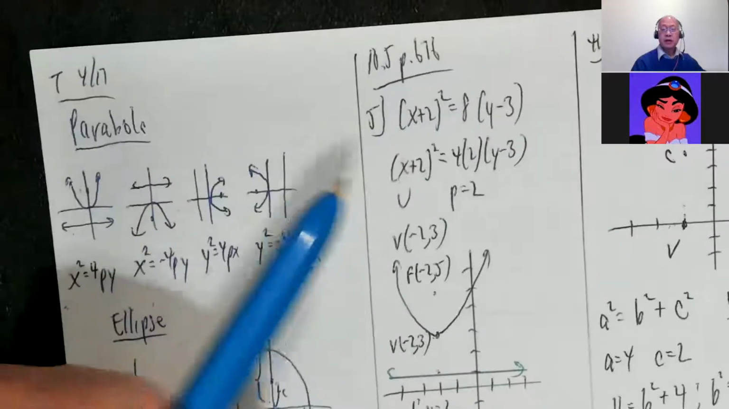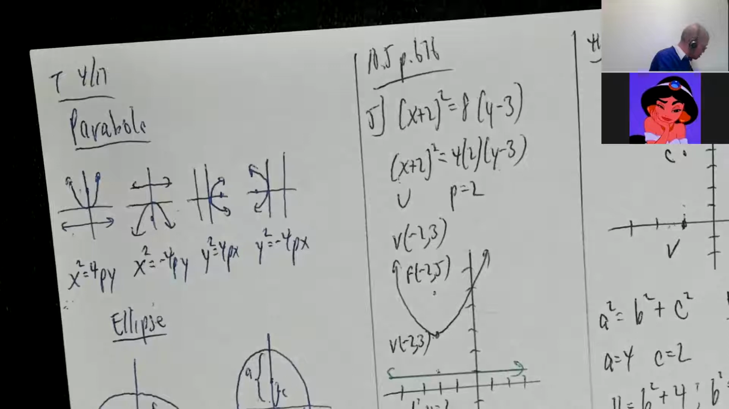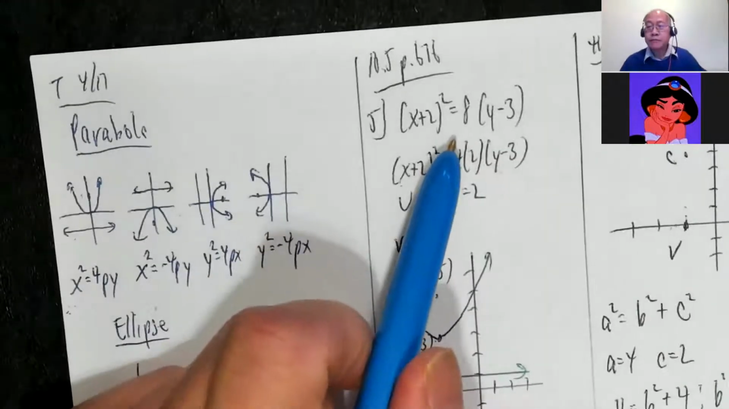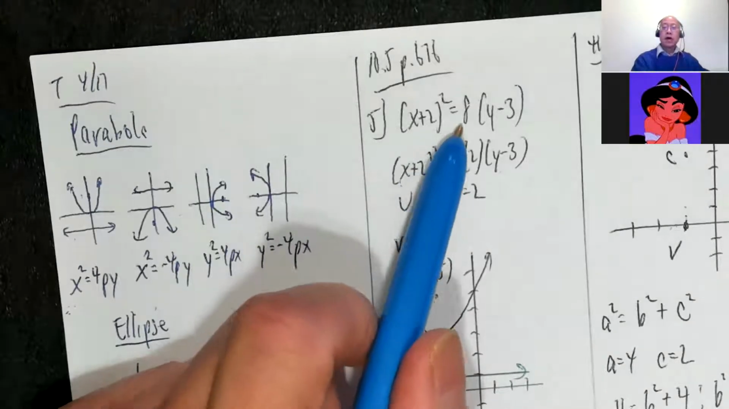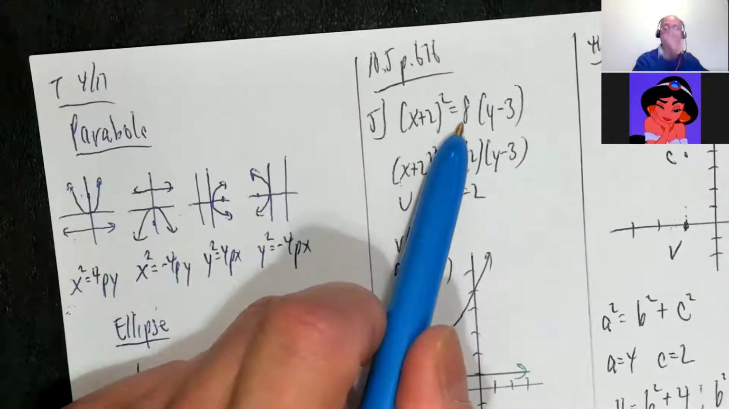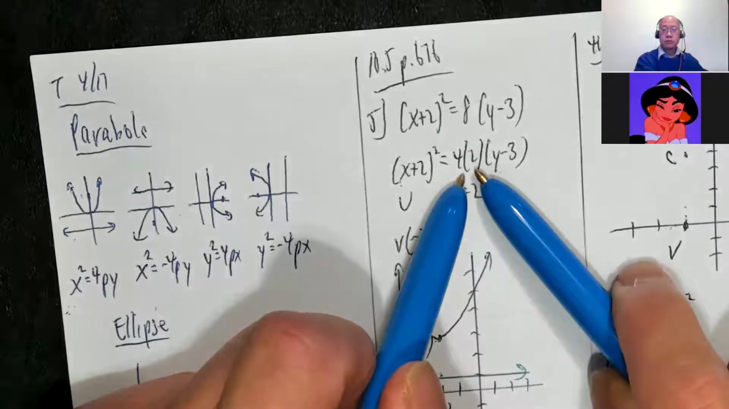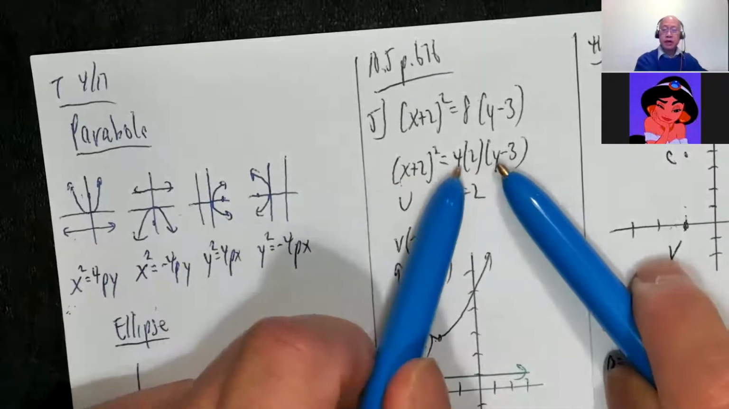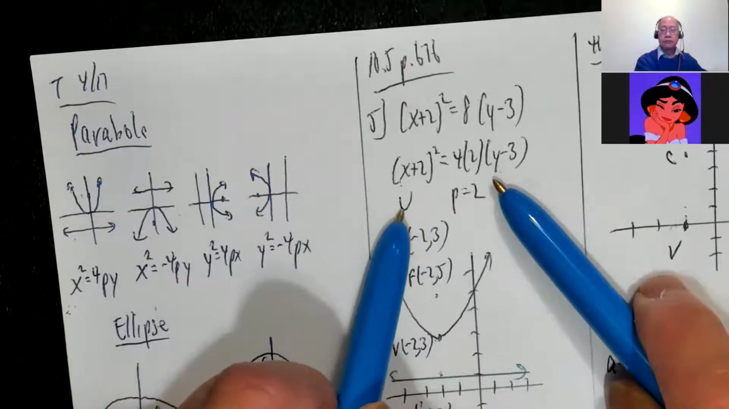Okay, so let me go back to number 5. X plus 2 squared equals 8 times y minus 3. Okay, I want to write this as 4p. So 4 times what number is 8? Well, 2. 4 times 2. Okay, so I see it's squared in x, not in y, and positive. So that tells me this parabola is opening up, U-shape.